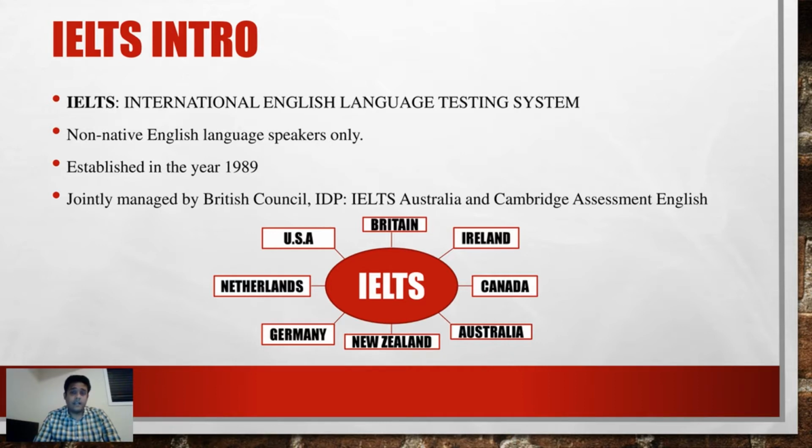All right, so the countries that you can apply for, if you want to migrate to or study, there are a lot of countries that accept IELTS. There's Britain, Ireland, Canada, Australia, New Zealand, Netherlands, Germany, and also the USA. So if you want to study at a university in any of these countries, or work in any of these countries, or simply migrate there and live there as a resident, you need to pass the IELTS exam.